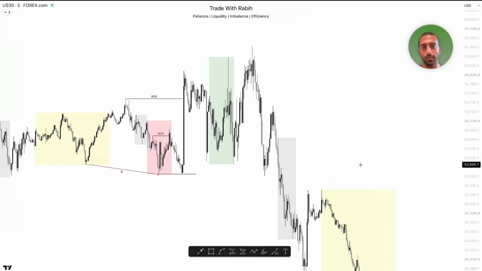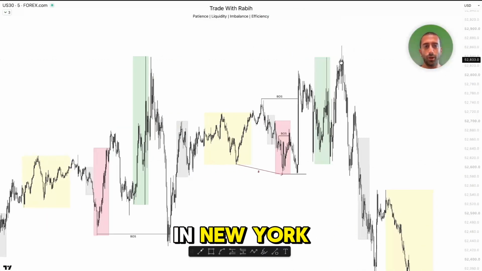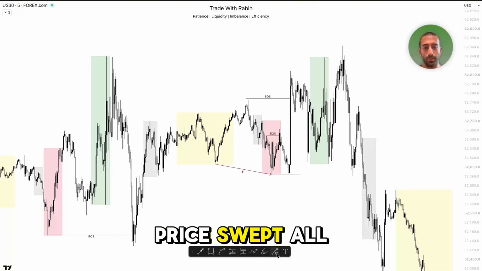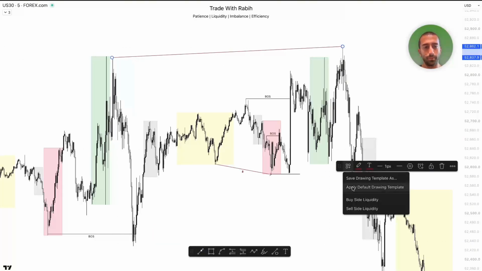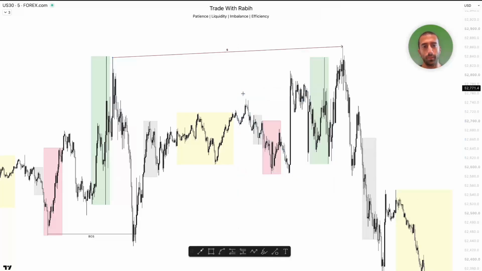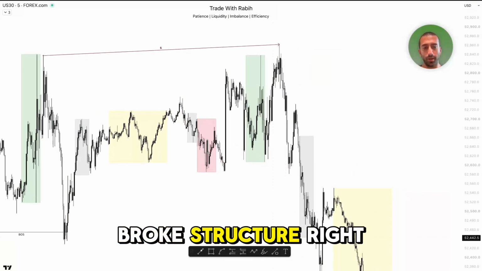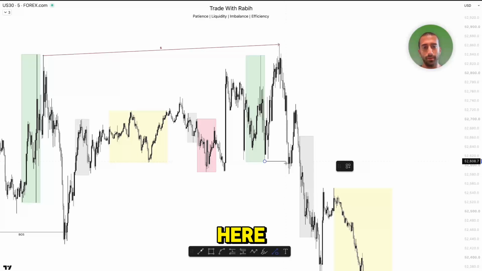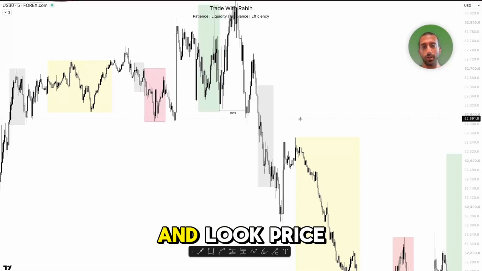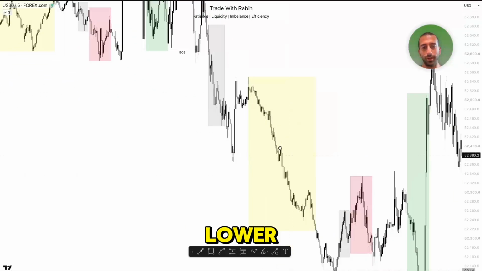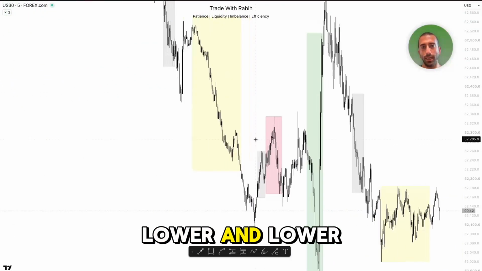Then, in New York, price swept all of this liquidity from here. And then it broke structure right here, making this a valid break of structure. And look, price kept on delivering lower, lower, and lower.